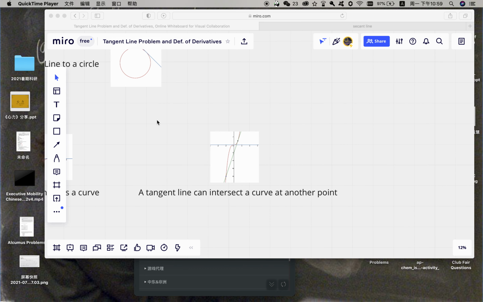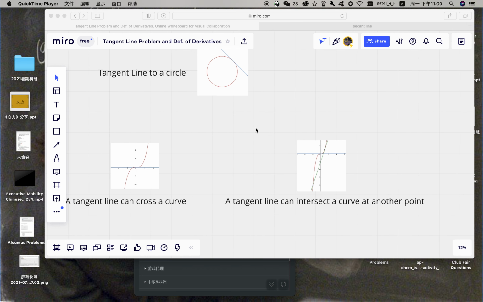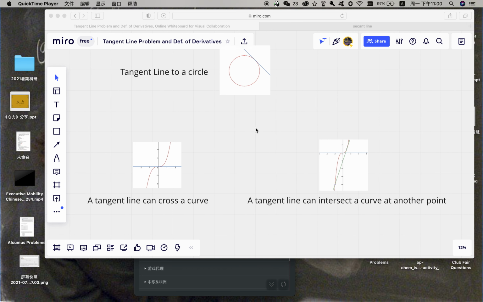A tangent line can also intersect a curve at another point. So in this picture, the straight line is tangent to y equals x cubed at x equals 1. This tangent line again intersects the curve at (-2, -8). So these two properties of a tangent line are not true, and we have to find a rigorous definition of the tangent line to a curve.